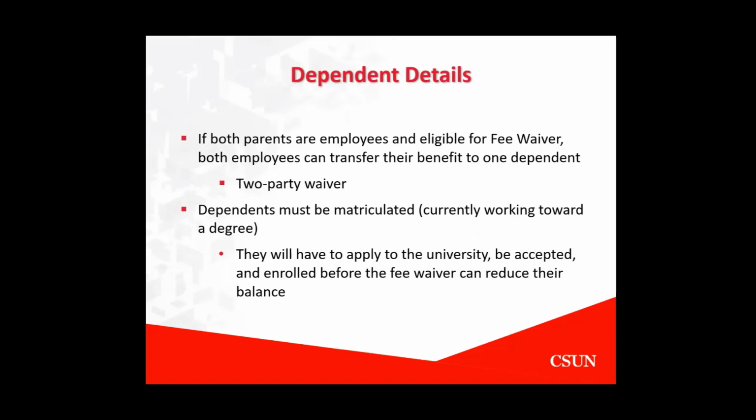Dependent details. If both parents are employees and eligible to transfer their fee waiver benefit to a dependent child, each employee may transfer the benefit in part of a 2-party waiver. Dependents utilizing the benefit must be matriculated, meaning they must be working towards a degree. Dependents must also be accepted to the university before the fee waiver is applied to their account.